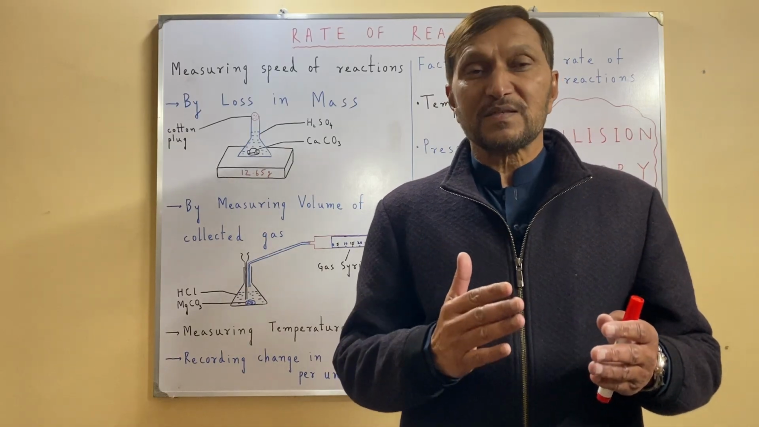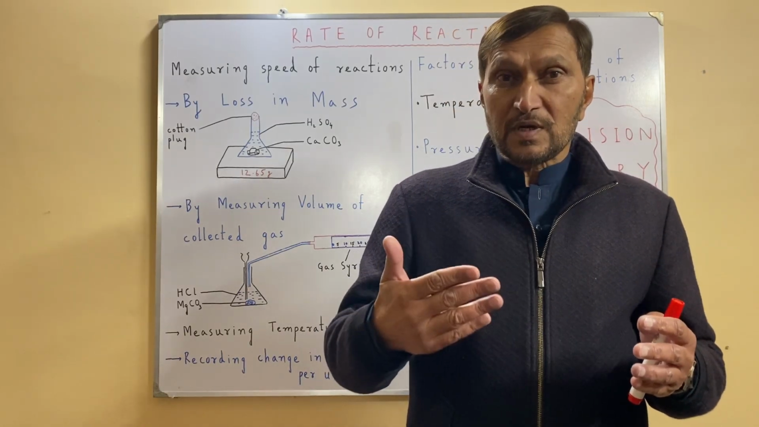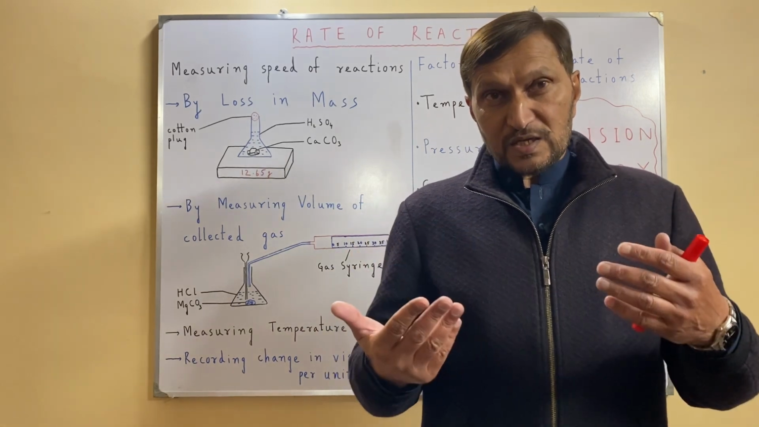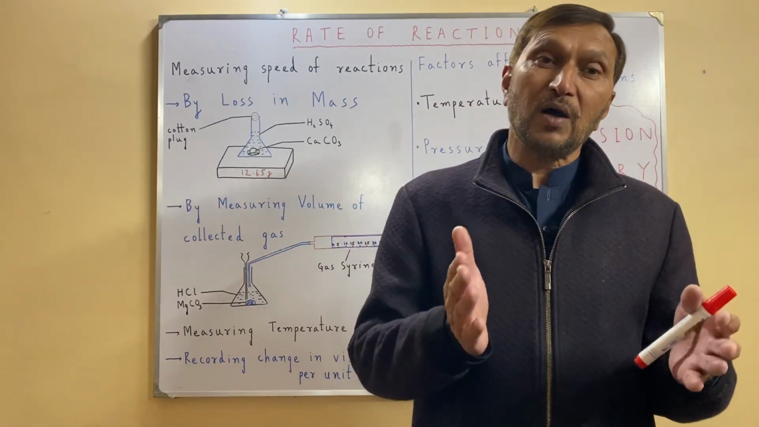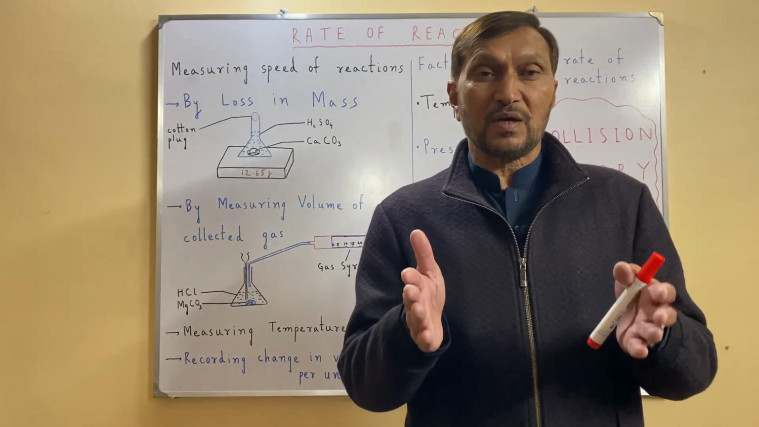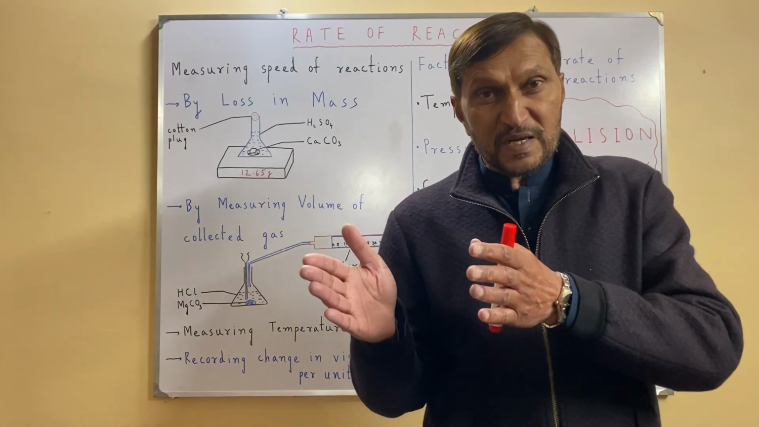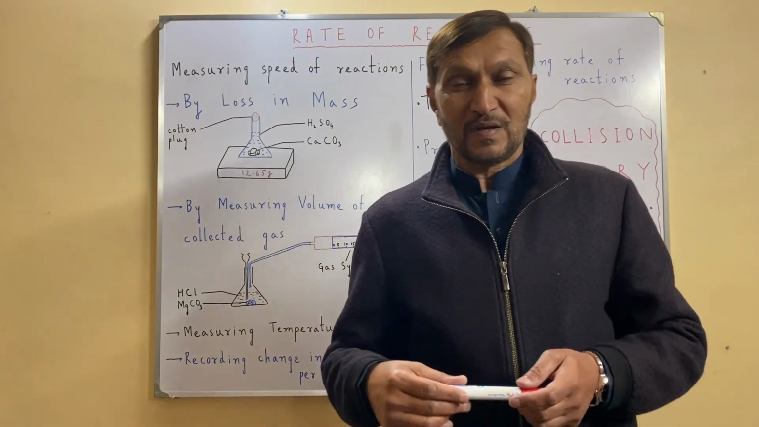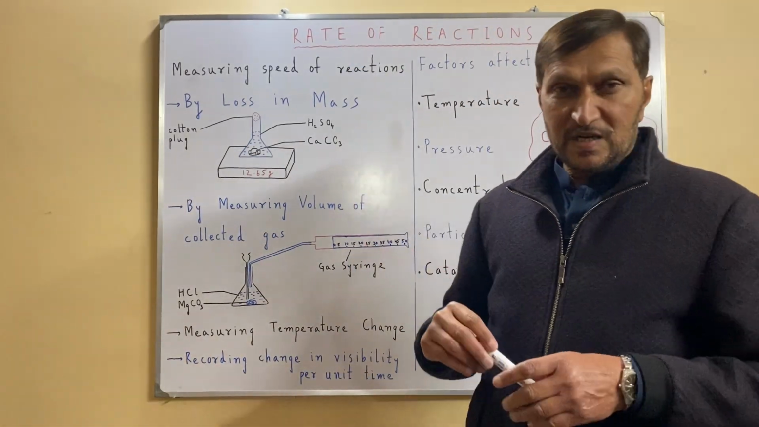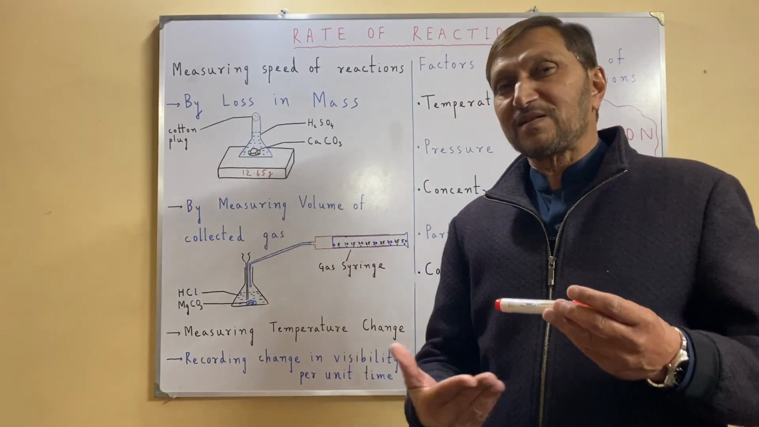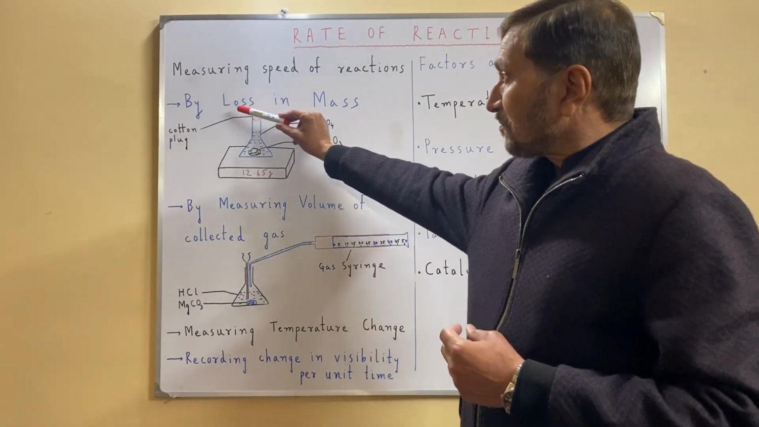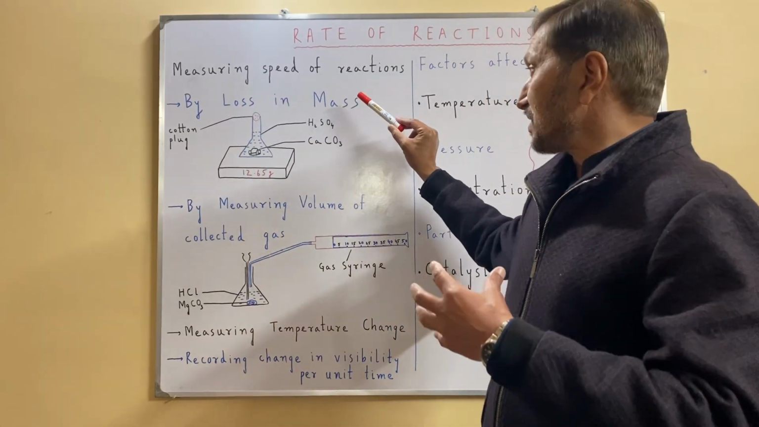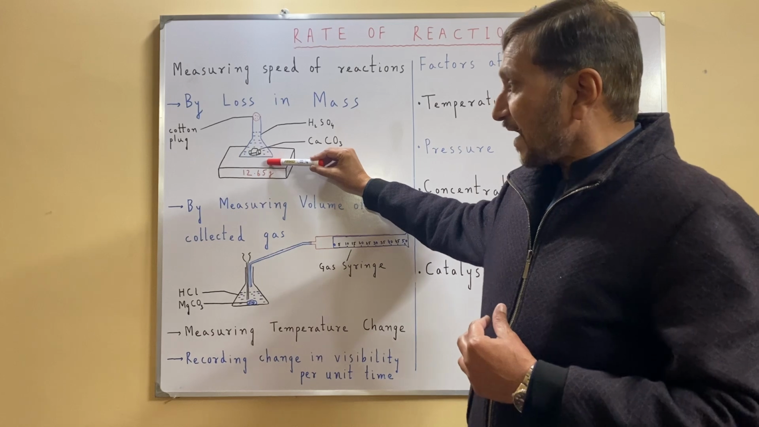So now there is a need that we should measure the speed of the reaction, and we should calculate and estimate whether the reaction is proceeding at a fast pace or a slow pace, what is the speed of the reaction, what is the pace of the reaction. Now for measuring the speed of reaction, there are different methods. One of the methods is by measuring or recording the loss in mass of the reaction mixture. Here with the help of the diagram I will explain.